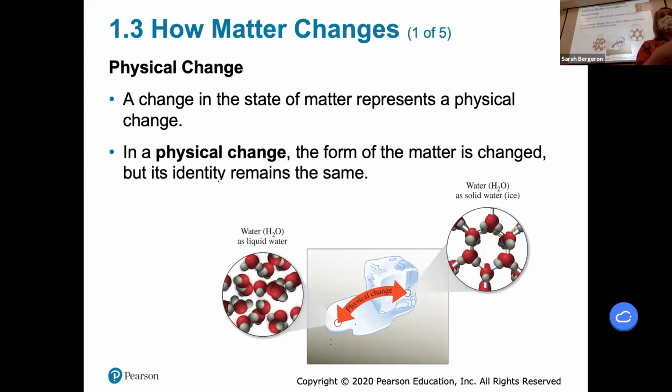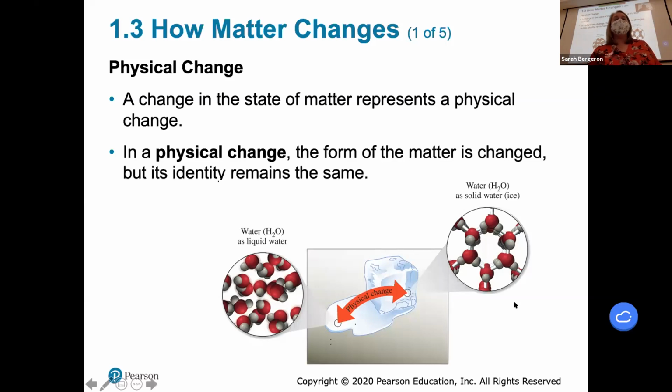It increases. We're moving faster and faster. Those ice particles were barely able to move. They're just kind of slightly vibrating. In liquid, they slide past one another, moving around. And in steam, they are whizzing around. They are far from each other. They've expanded as much as they can. They are moving super fast.